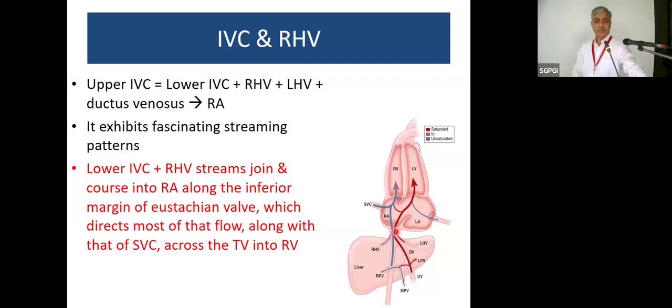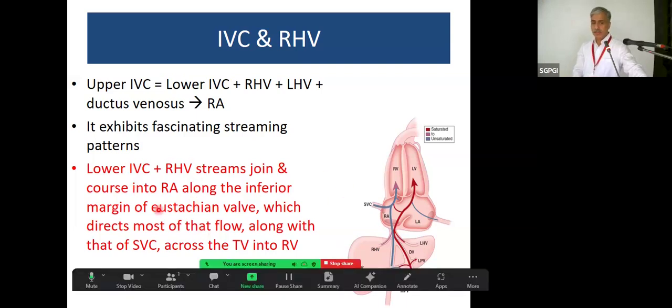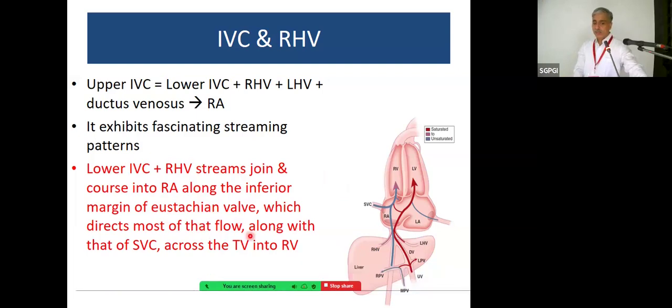Okay. So this is the lower IVC and RHV drains join and course into RA along the inferior margin of the septum wall, which direct most of that flow along that of the SVC across the tricuspid valve into the RV. This we have already learned. Okay. Now moving to the next.